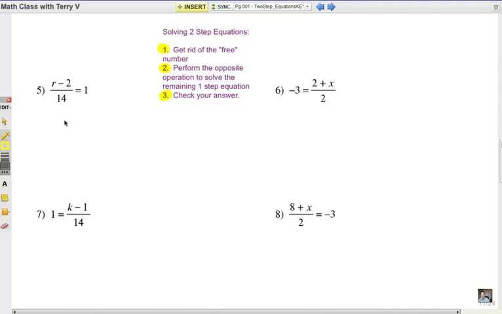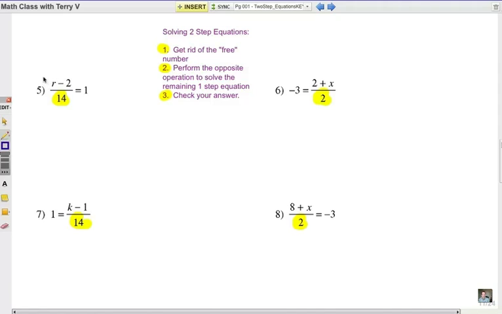Now, if you already know what to do and you want to challenge yourself, go ahead and hit pause and continue watching when you're done. But on 5, 6, 7, and 8, what we have here is a division on the variable side. So in this case, the -2 is not the free number. Okay, the number that's underneath the fraction bar is considered the free number. So here it's division by 14, here it's division by 2, here it's division by 14 again, and here it's division by 2. Now, no matter what the number is, you have to make sure that you multiply both sides by that number.